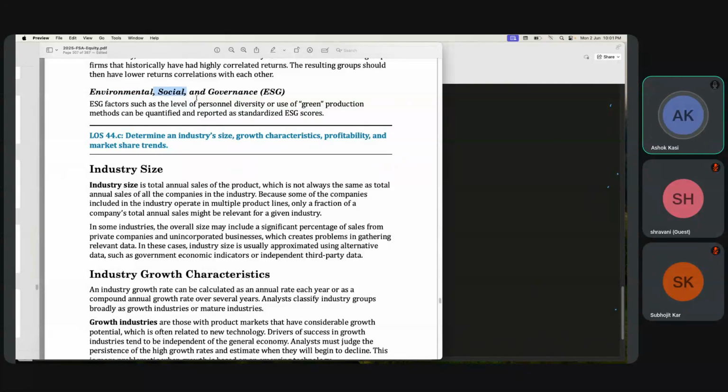Then social, what kind of companies are harming the society? Example, tobacco companies, alcohol companies. These companies, they harm the society. Then governance, where the governance is not good. That means litigations going on, or scam fraud reports going on, where accounting is not done properly. So those are all the problem. Such kind of companies, these investors will not invest in. Okay, that is ESG.